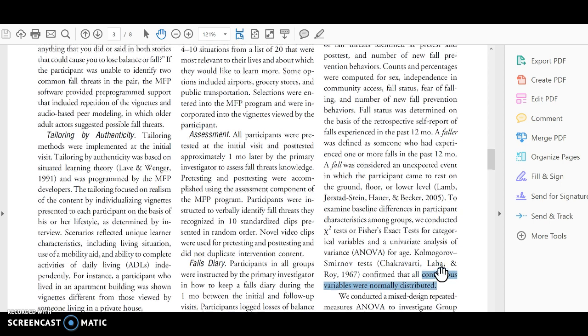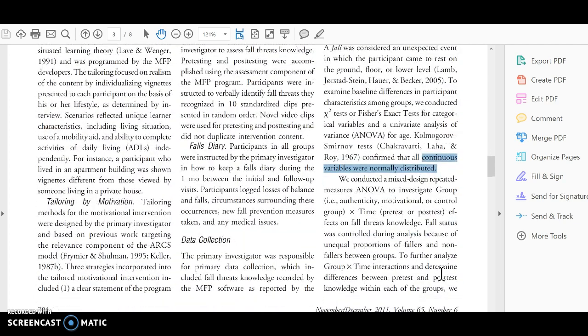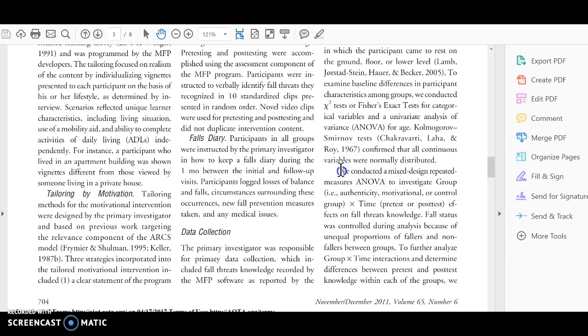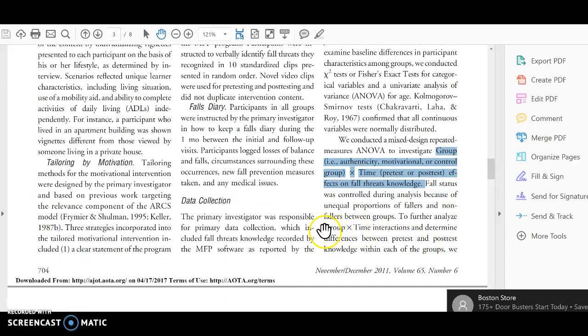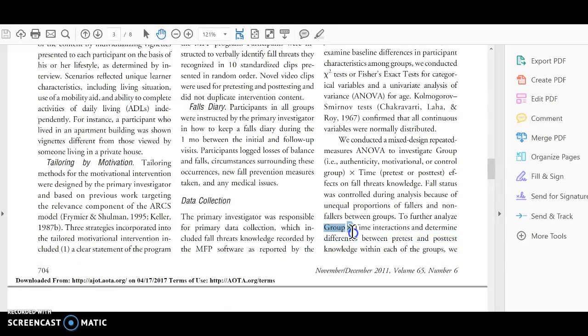Now let's go up for just a second. Actually, let me double check one thing. Oh, I forgot to mention one other thing. We conducted a mixed design repeated measures ANOVA to investigate group times time effects on fall threat knowledge. Okay? They also analyzed group times time interactions and determined differences between pre-test and post-test knowledge within each group.